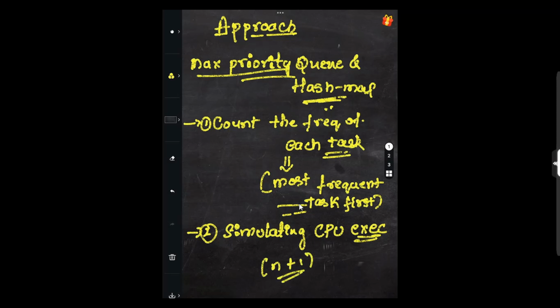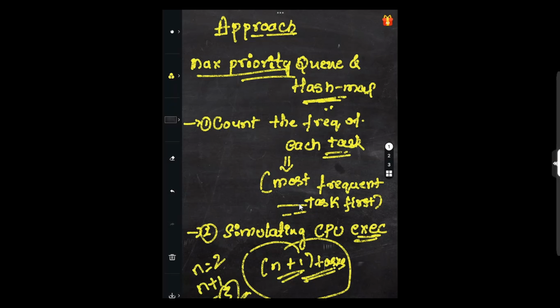This one we have to keep in mind. While the max heap is not empty, we have to process up to n plus 1 tasks at a time. When n equals 2, as they have given, we have to consider n plus 1, nothing but 3 tasks. So this is very important.